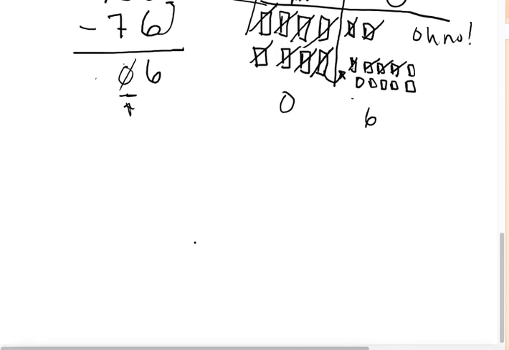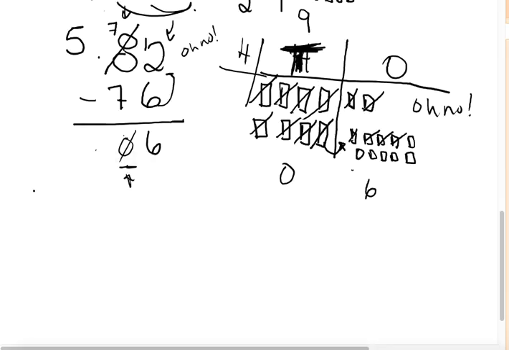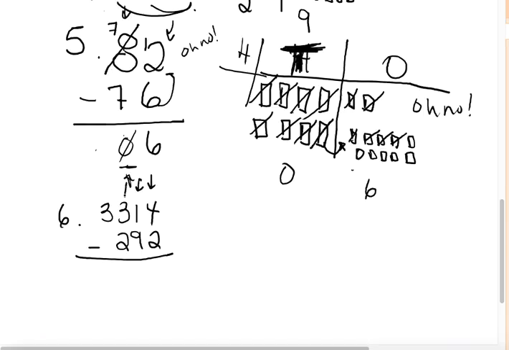So let's try one more. This time we're going to try to do it without any visual representation. So now we're on number 6. So number 6 will have 3,314 minus 292. So what's important to note here is how I wrote it down. I kept my ones under my ones, my 10s under my 10s, my hundreds under my hundreds, and my thousands under their thousands. And because there was no 1,000, I have to hold that spot.